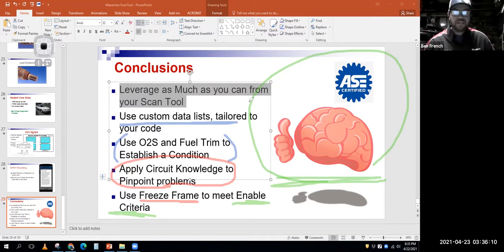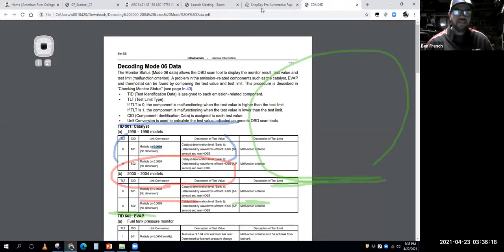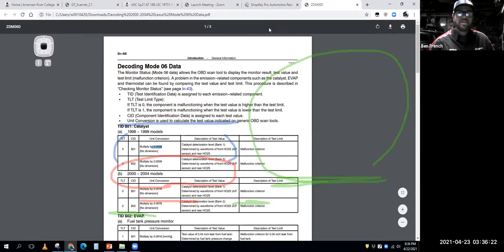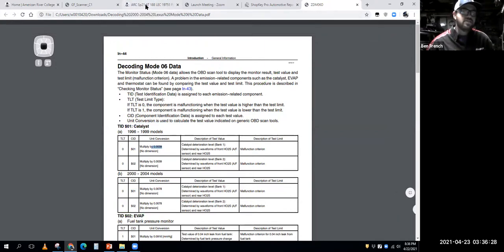So again, I hope you got some stuff out of that. We'll switch this back over to our home screen and, you know, always research stuff. It only took me a few minutes to punch up the Toyota factory mode 6 information, especially because we were working on an older model. So it's easier to find information on older cars because they've been out there longer and people are sharing files and stuff.